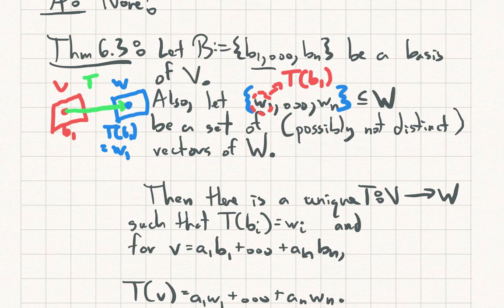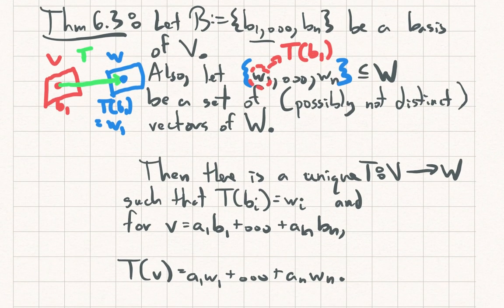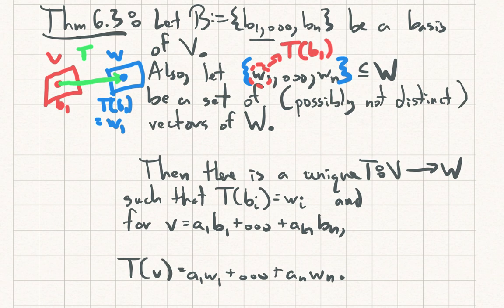Okay, so now that we have those vectors, what I'm saying is there's a unique linear transformation that sends Bi to those Wi's. And where does it send any vector V? Well, it sends V to the transformation of V via where it sends the basis vectors. So let's show that on the next slide.